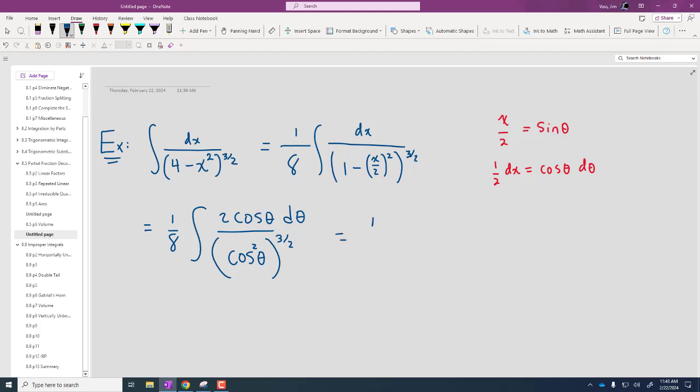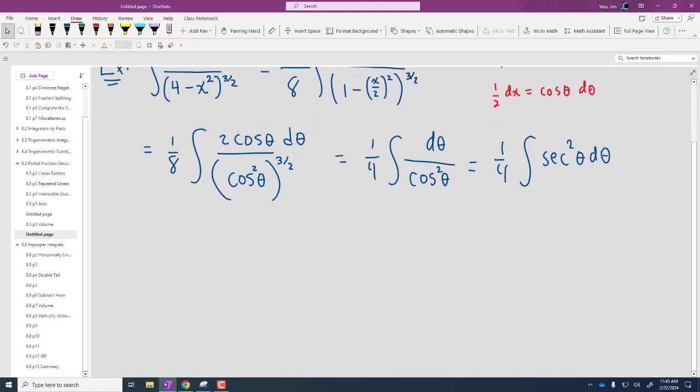So we're going to end up with 1/4 out in front, integral. How many cosines do we end up with down below? 3. And there's 1 up above, so we're going to end up with 1 over cosine squared. And then we can turn that into secants. And what's the integral of secant squared? Tangent. Just tangent. So easy to get tangled.